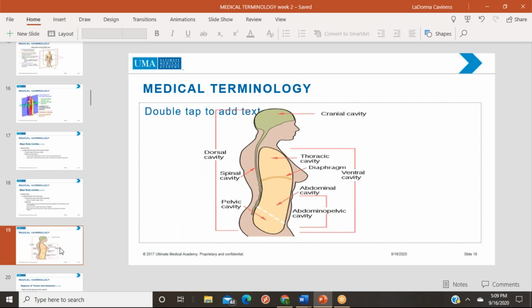And here's another illustration of how the body is broken down. We're talking about the cranial cavity, the dorsal cavity, the spinal cavity, and the pelvic cavity. The thoracic cavity is here. The ventral cavity is here. The abdominal cavity is here, and here's the abdominal pelvic cavity.